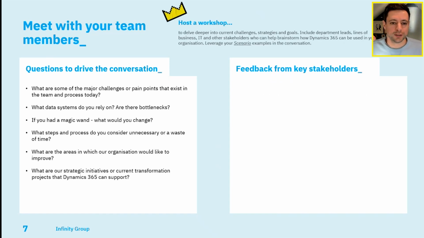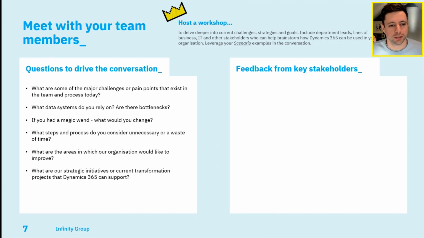So first thing we need to do once we've assembled that team and identified who those individuals are is have a meeting, host a workshop, and within this we're going to delve into challenges, strategies and goals. So it's important that we've assembled our team correctly. So we've got departmental heads in there, we've got end users, we've got IT, and we want to get everyone together. So we don't want those different roles that we've identified operating in silos.